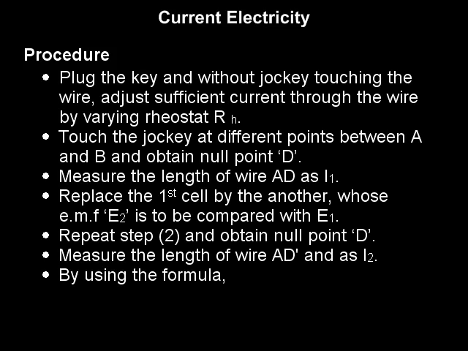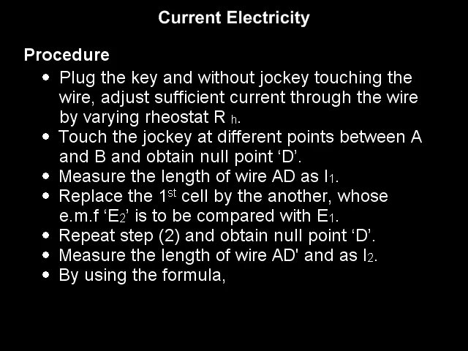Plug the key and, without the jockey touching the wire, adjust sufficient current through the wire by varying rheostat RH. Touch the jockey at different points between A and B and obtain null point D. Measure the length of the wire AD as L1. Replace the first cell by another whose EMF E2 is to be compared with E1. Repeat step 2 and obtain null point D dash. Measure the length of the wire AD dash as L2.